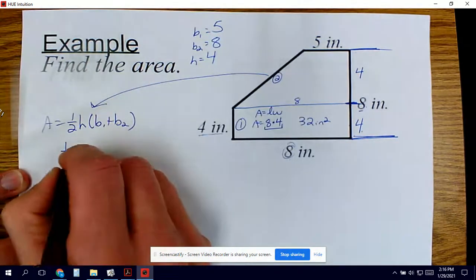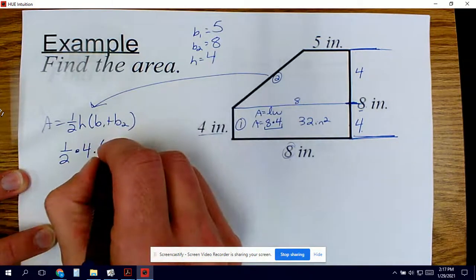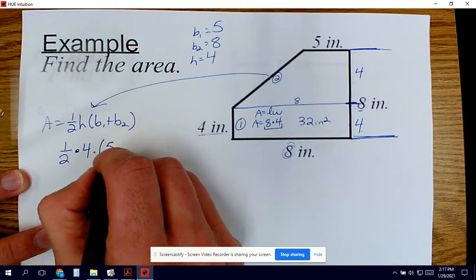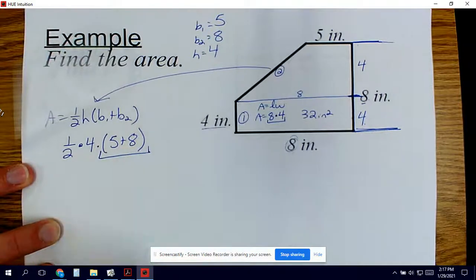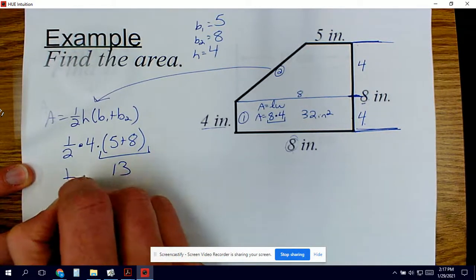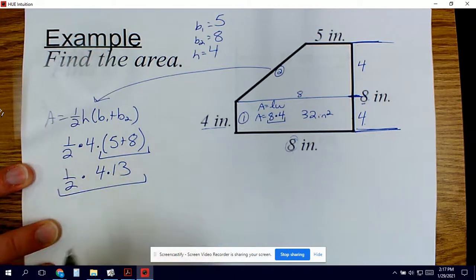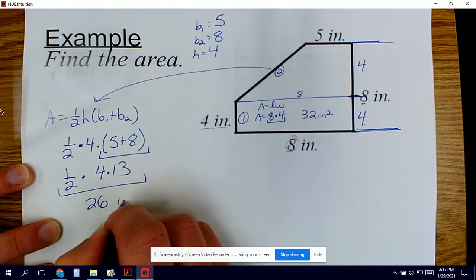1/2 times the height of 4 times the quantity of base 1, which is 5, plus base 2, which is 8. Order of operations, we're doing our parentheses first. 5 plus 8 is 13. 1/2 times 4 times 13 gives us an area of 26 square inches.